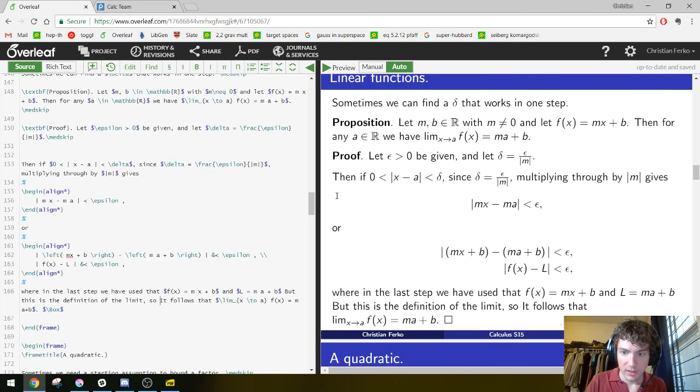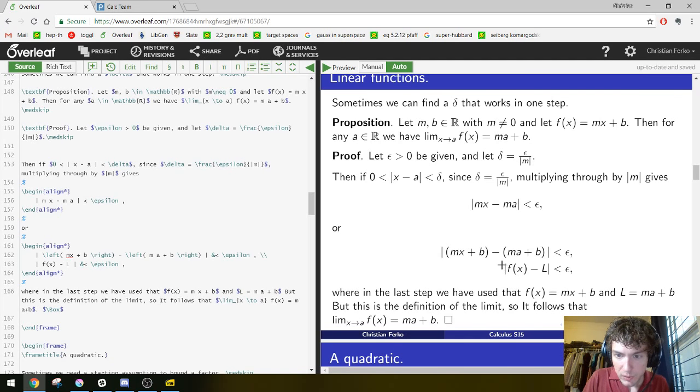Okay, so here, now there's two lines. This was the last line before, mx plus b minus ma plus b. So now I've just done a substitution. In the last step we've used f of x equals mx plus b, so I've taken the first set of parentheses and plugged in f of x. In the second step we've used that L, which is the value that we're trying to show the limit has, L equals ma plus b, and I put that in for the second term. So this is just a substitution.